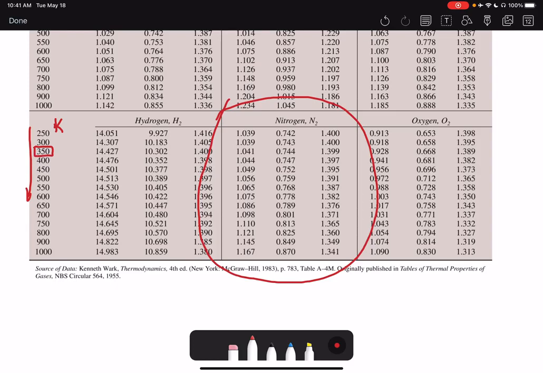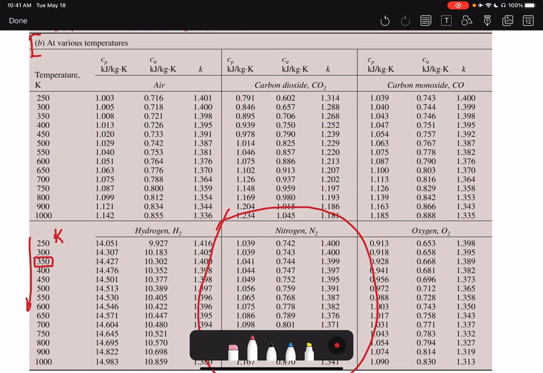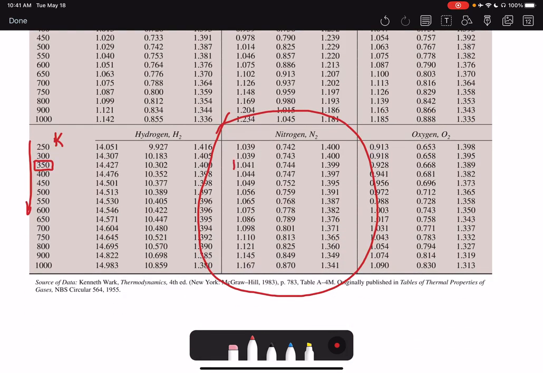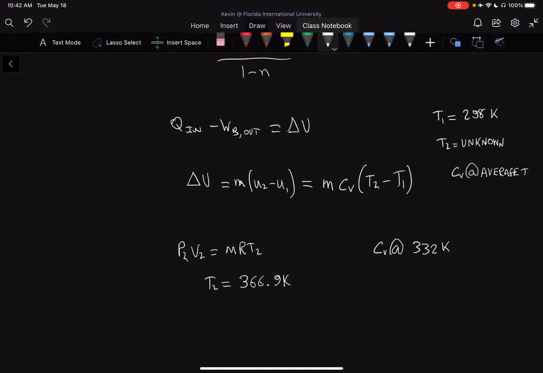And we get that CV, so if you look at the top here, we have CP and CV. So this is your CP. We're not using this one. We're going to be using CV in our case, okay, because we're looking for internal energy. So CV is equal to 0.744. So we can go back and we are going to write that CV is equal to 0.744 kilojoules per kilogram Kelvin.